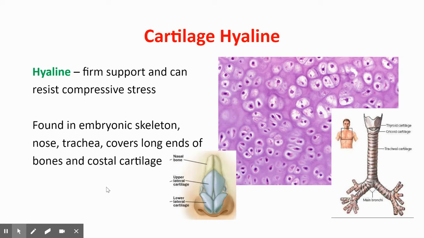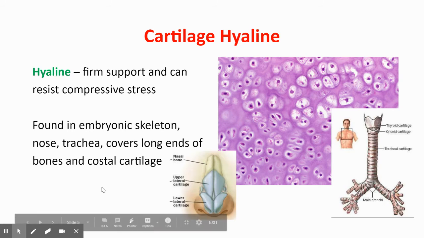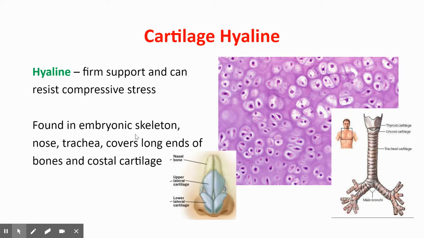So our first one is hyaline cartilage. Hyaline cartilage's function is to provide firm support, but it can also resist some compressive stress. So if it's pressed on, it can resist some of that stress. Later in the semester, we're going to talk about the formation of the skeleton, and we'll talk about how in development, the embryonic skeleton is completely made out of hyaline cartilage. All right, so we'll talk about that when we get to bone development later in the semester.